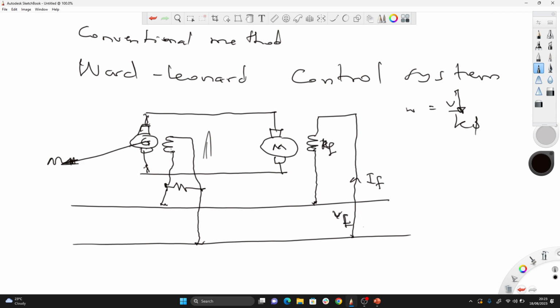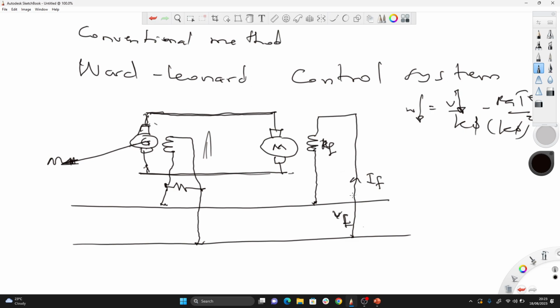Vary the excitation of the generator to reduce the excitation, to reduce the voltage, as the voltage is directly connected to the motor. So as the generator output voltage is reduced, the motor input voltage is reduced. And a reduction in the motor input voltage will lead to a reduction in the speed. So that's it. That's the Ward-Leonard system. You understand?